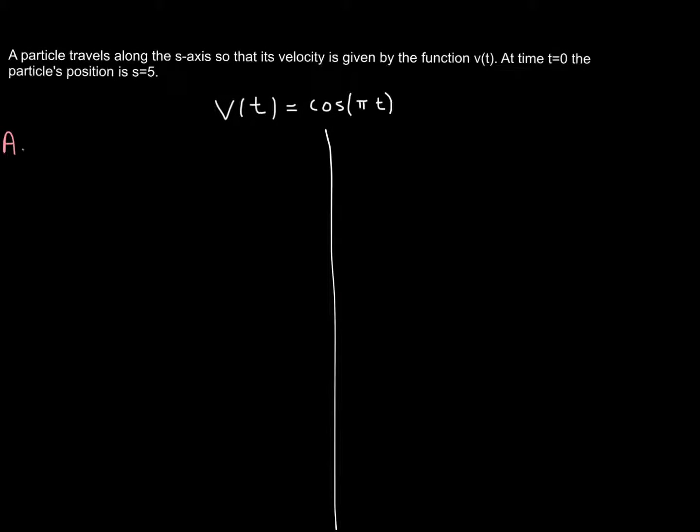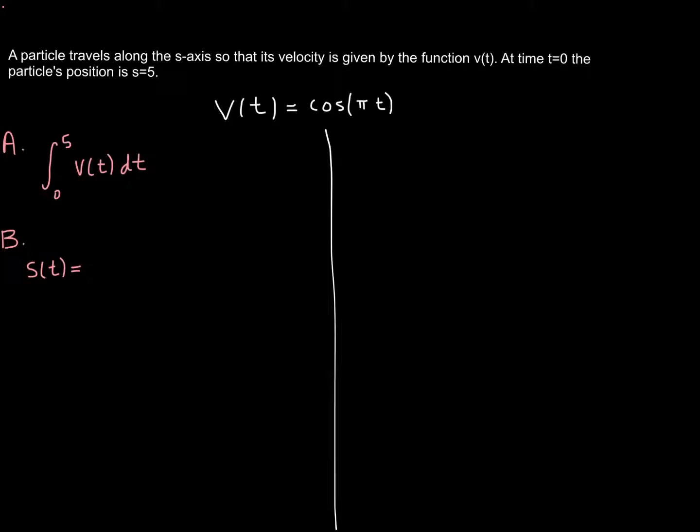Alright, so to start off with, we want to write an integral that will represent the displacement of my particle over the first 5 seconds. And so I remember that displacement is just the area underneath the velocity curve between, in this case, 0 and 5. And so my integral will be the integral from 0 to 5 of v of t dt. And of course, I can write this as the integral from 0 to 5 of cosine of pi t dt. But since I'm not evaluating it, this is perfectly fine.